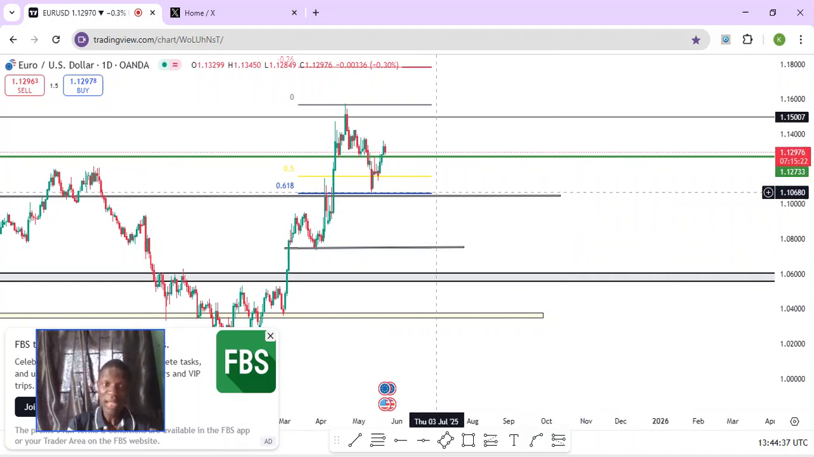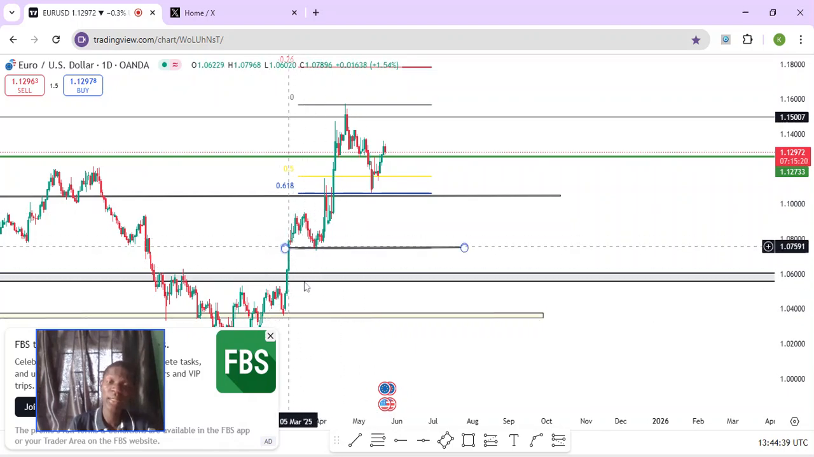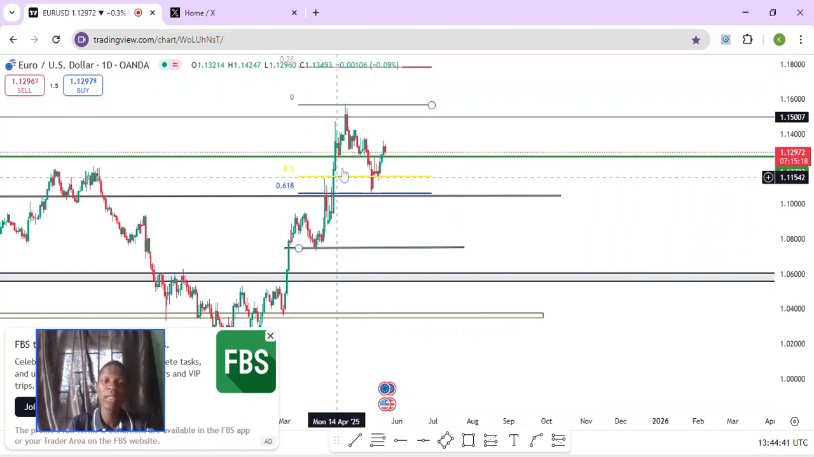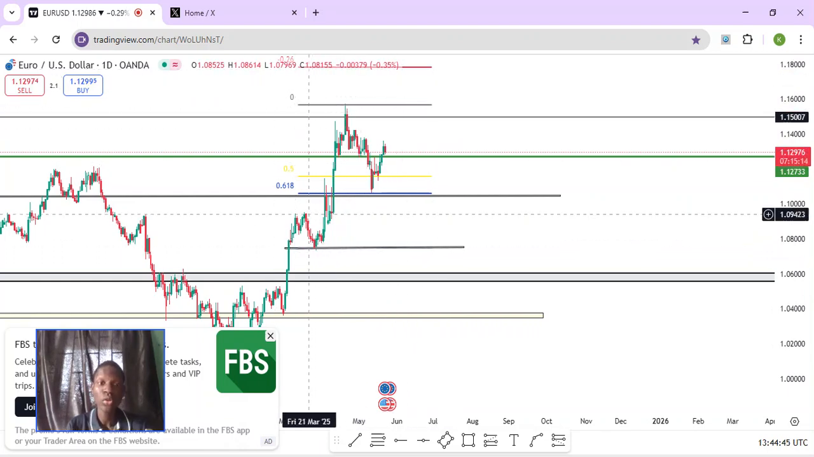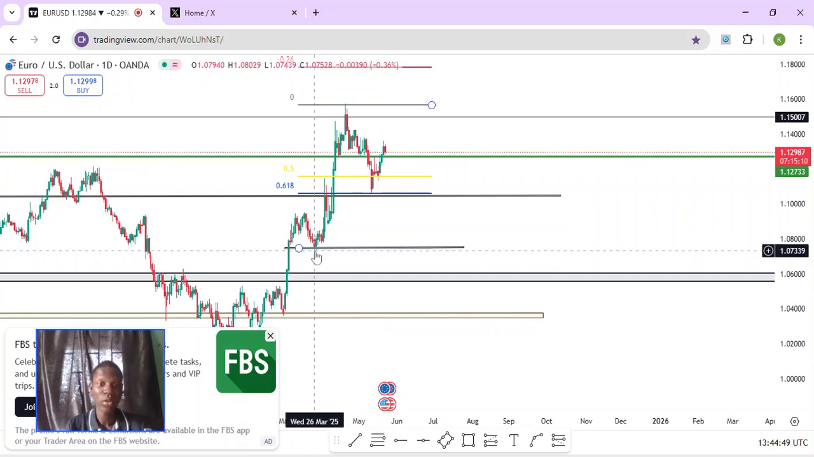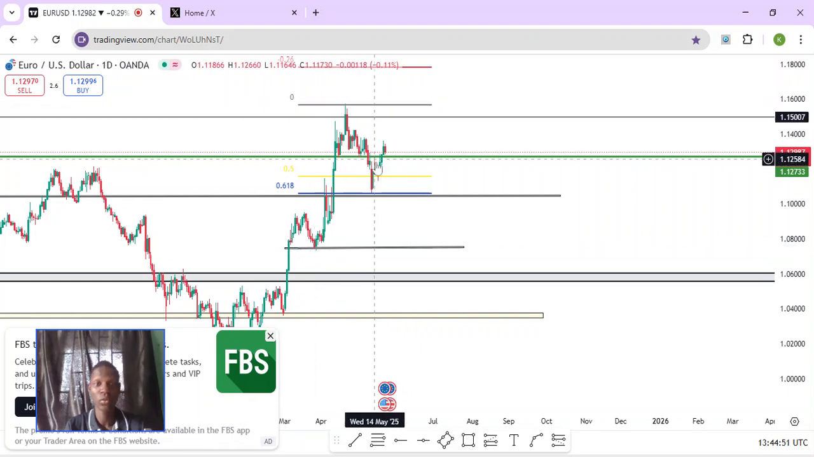As I was saying, the market is on its way to the upside. So I just use my Fibonacci level from the swing low. As you guys can see, this is a demand level here, so I use my Fibonacci level from the demand level too. The market touched the 0.618 level, and it is on its way to the upside.